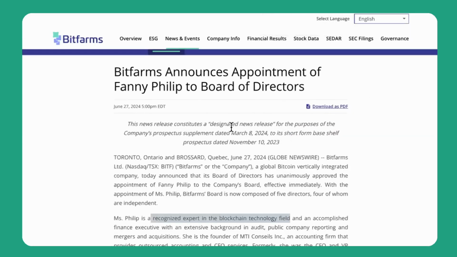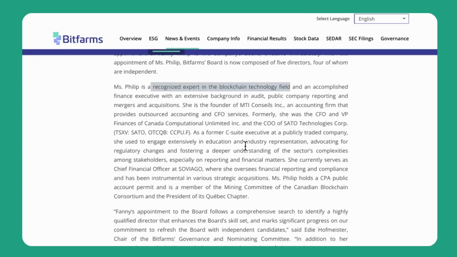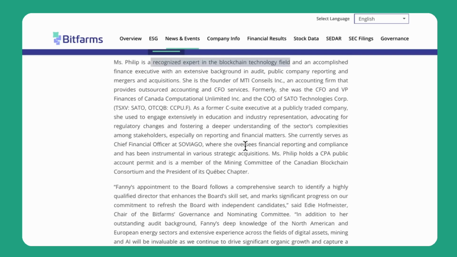Let's take a look at Mrs. Fanny Philip's credentials here. Here we read in this press release, Mrs. Philip is a recognized expert in blockchain technology field and an accomplished finance executive with an extensive background in audit, public company reporting, and mergers and acquisitions. Okay, so here we see her credentials: recognized expert in the blockchain technology field. Let's read on more about her credentials here.